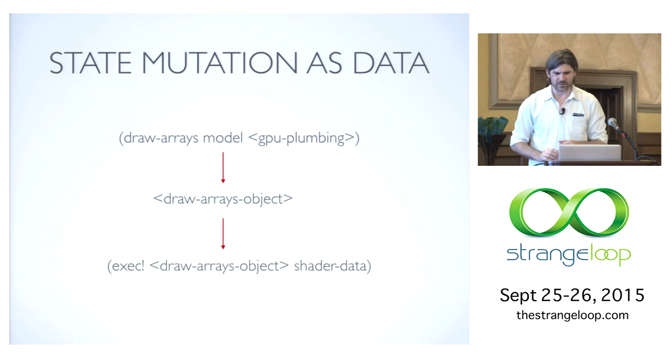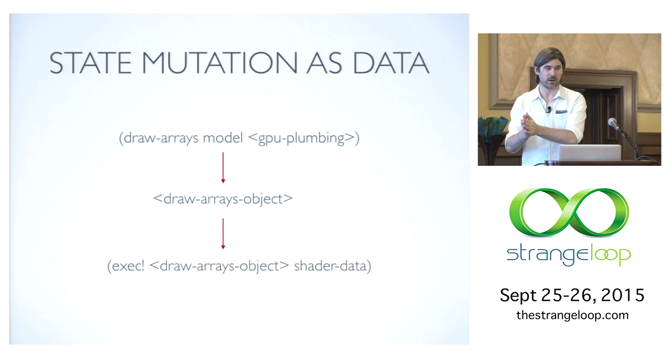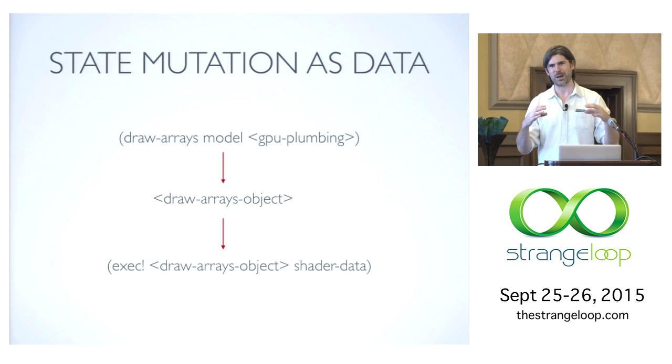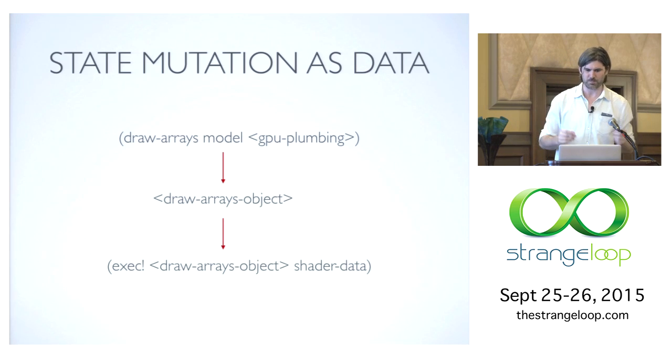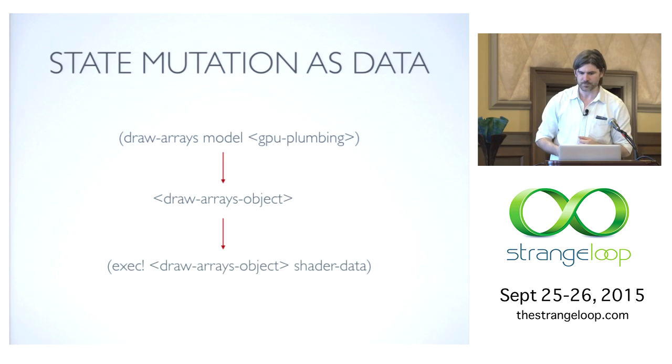So the resulting picture is something like this. We have a draw arrays constructor. We pass the model. We pass the GPU plumbing specification. And this compiles down to a draw arrays object. We call exec, that's part of the API, with the runtime shader data, and something actually happens.